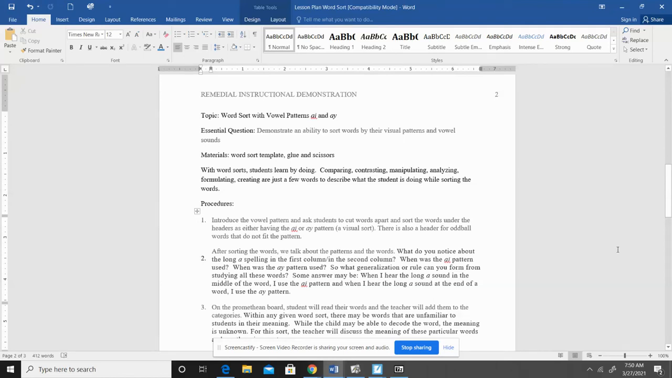Hi, my name is Lucinda Garvey, and this is my lesson on word sorts with vowel patterns AI and AY. This would be used in a first grade classroom.